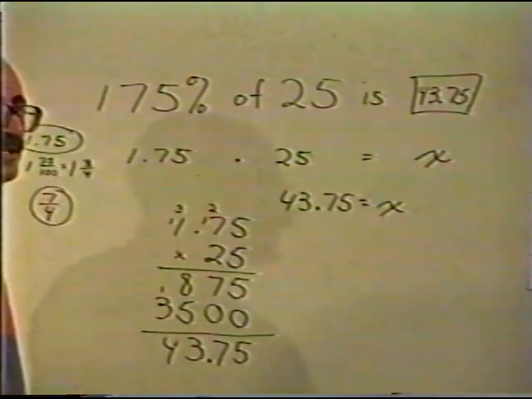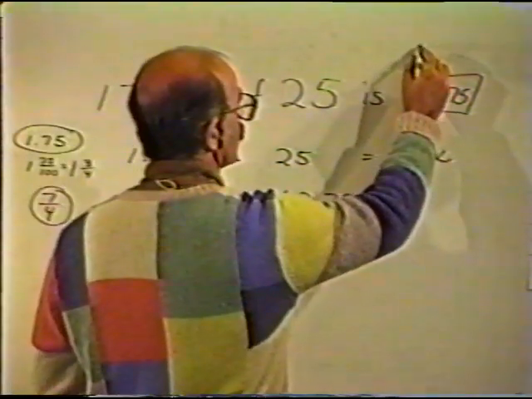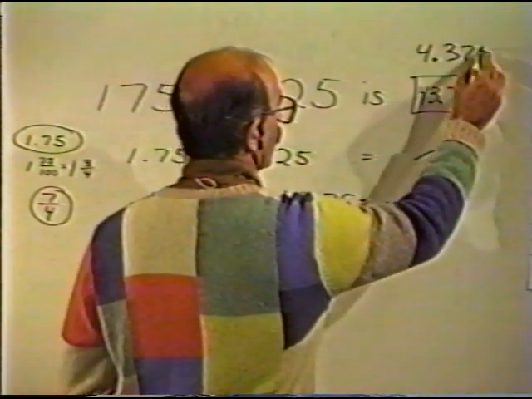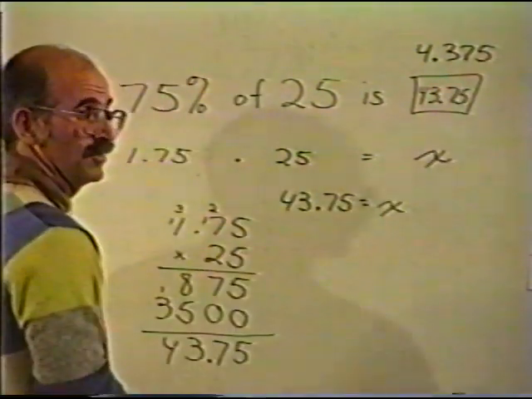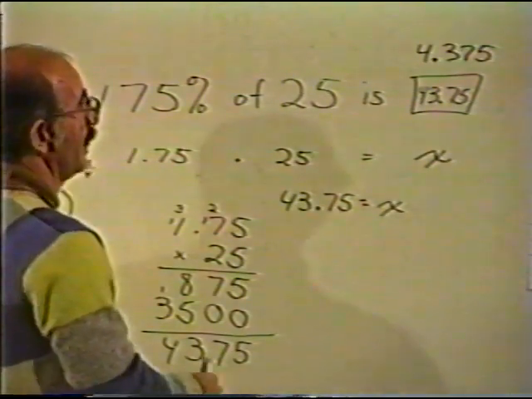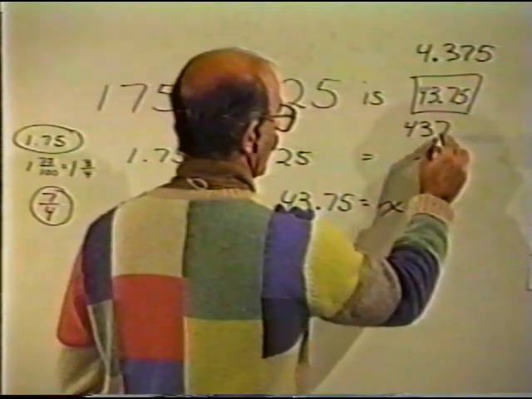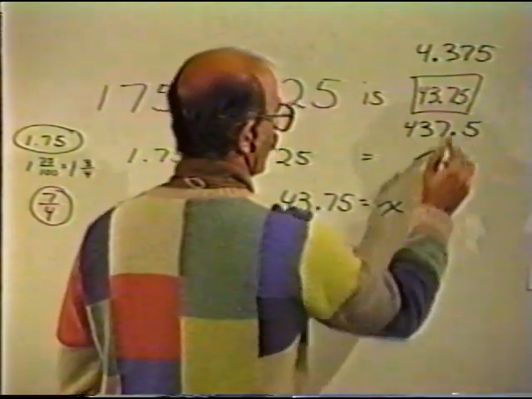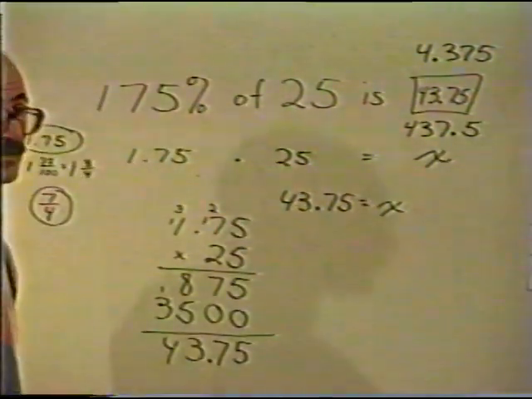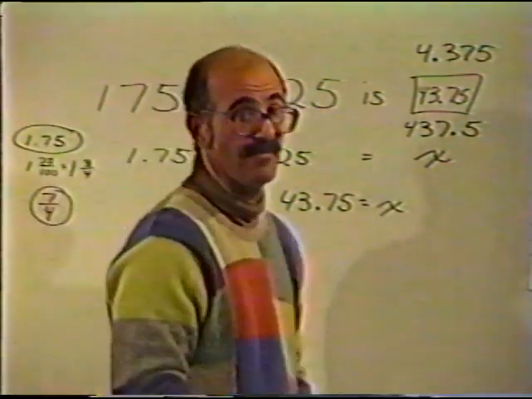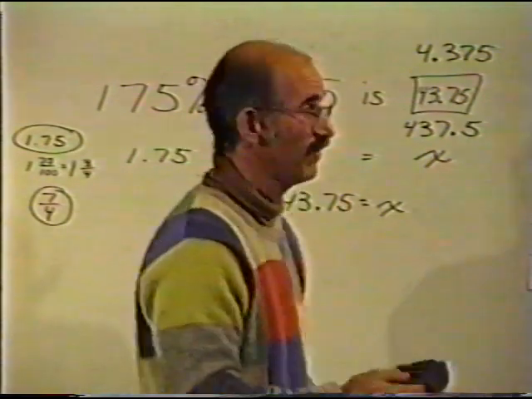If we had put the decimal point in the wrong place, we might have an answer like that. That would be too small. And if we put the answer like this, we'd have an answer that was way too large. So it's always good to see if your answer looks all right.